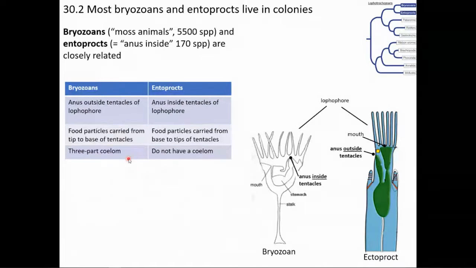The other is they differ in their coelom structure, okay? The bryozoans have a three-part coelom, whereas the entoprocts have no coelom whatsoever. So although they look very similar, there are some differences, both genetic and morphological, between them.